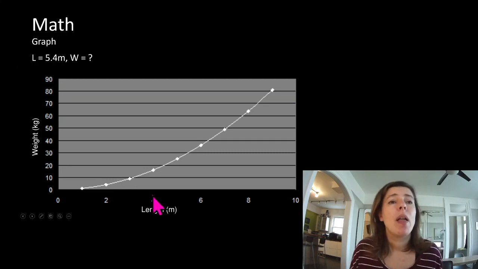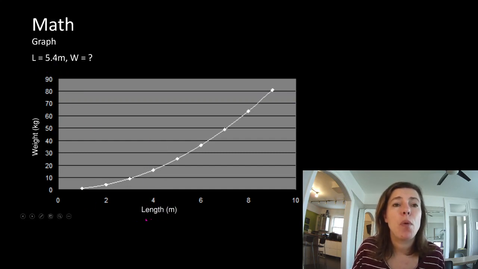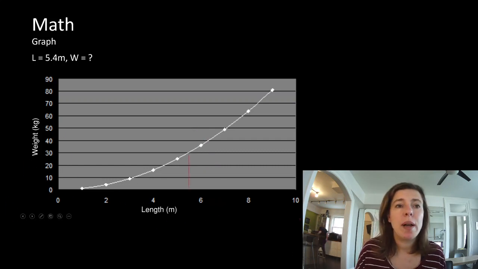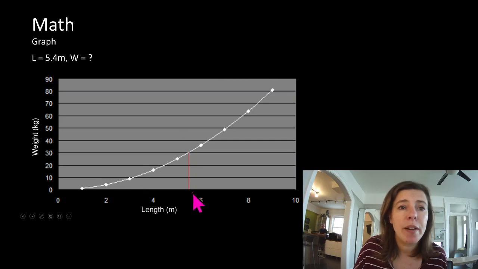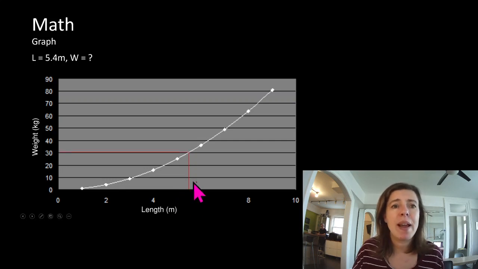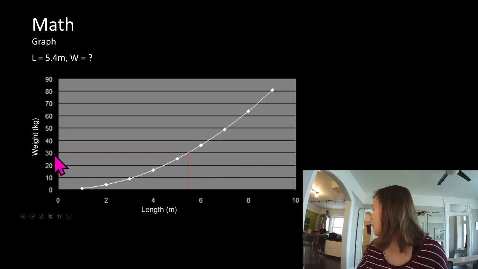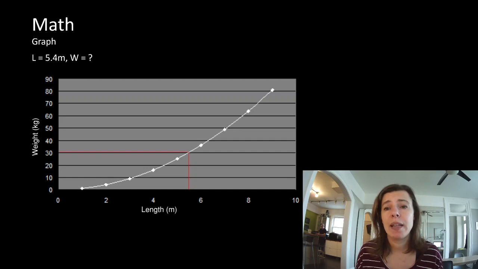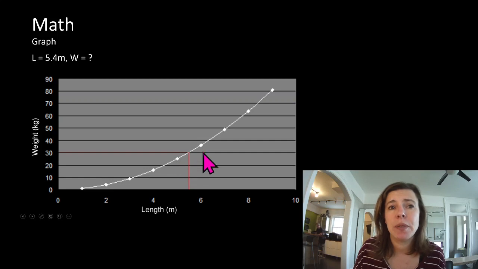Well, what if the length we want to know is 5.4 meters? We've got 4 meters here and 6 meters here, and we want to know the weight. Well, we can come along here to 5.4. We can find where 5.4 is roughly. That would be about 5. So it looks like 5.4 should be right there. We can draw the line over. It looks like pretty darn close to 30 is the right answer for this. It's not exact, but it's an interpolation, really, between these two points here.